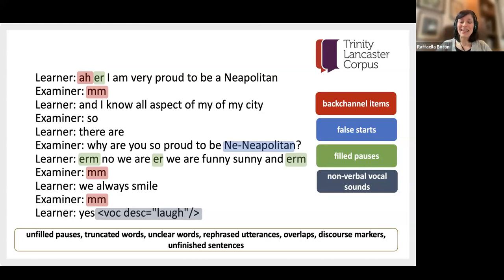So you can see here how spoken language is actually characterized by messy language, and a lot of features that are characteristics of spoken language play a very important role in the co-construction of meaning, in the negotiation of meaning, and they have pragmatic roles as well.